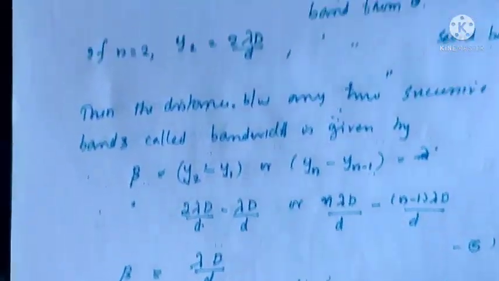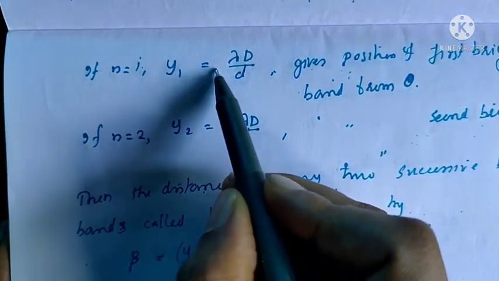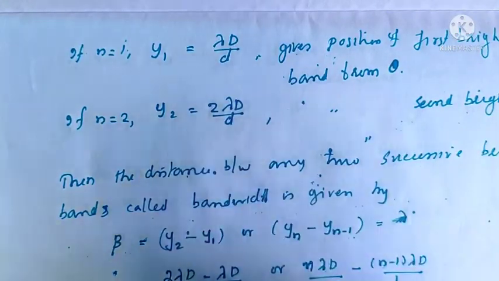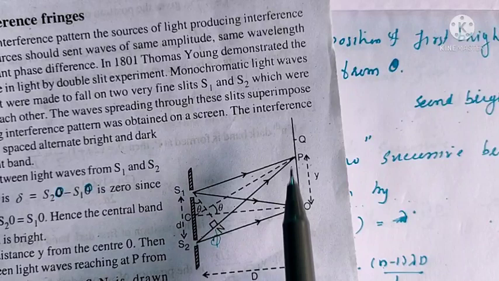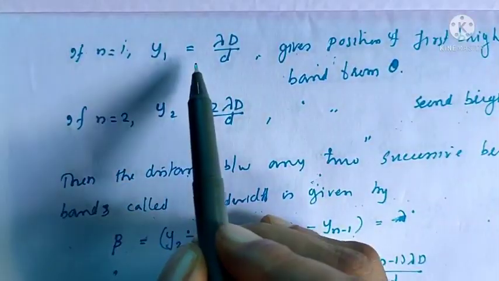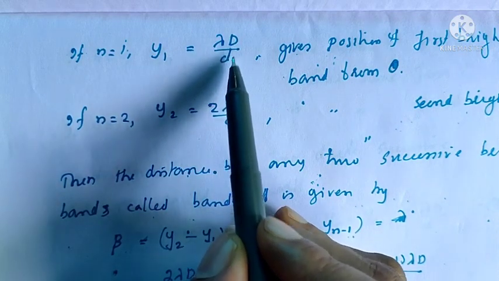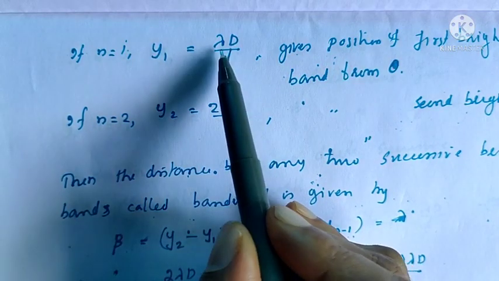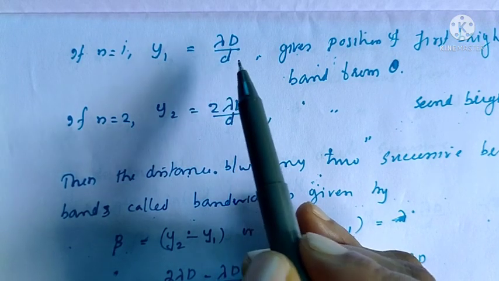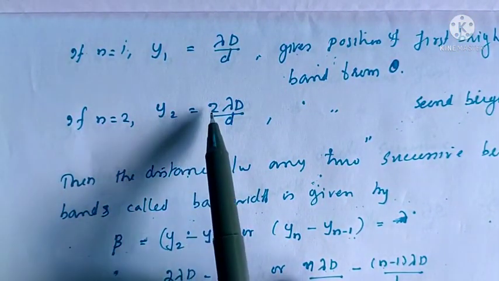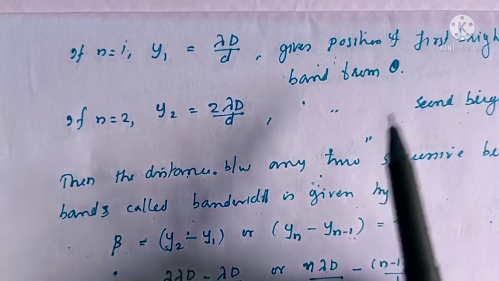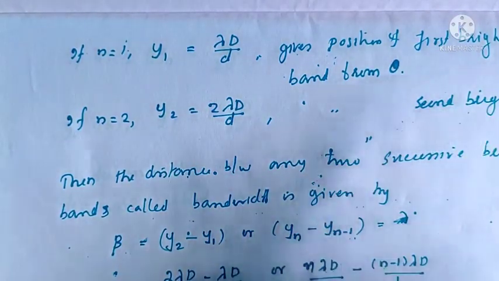Now if n is equal to 1 in the above equation, we will get y1 is equal to lambda capital D by small d, which will give you the position of the first bright band from the point O. From the point O means this point. So the first bright band from O will be obtained at a distance of y1 is equal to lambda D by small d, where lambda is the wavelength of the light, capital D is the distance between source and screen, and small d is the separation between the slits. And if n is equal to 2, y2 will be 2 lambda capital D by d. And if n is equal to 3, y3 is equal to 3 lambda capital D by small d, which will give you successively the second bright fringe, third bright fringe, etc.